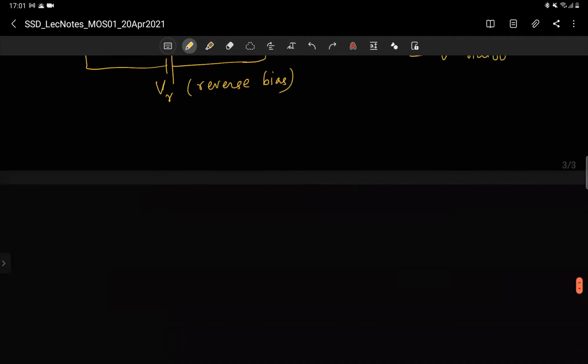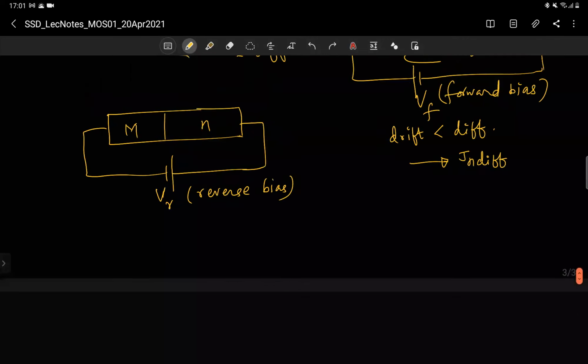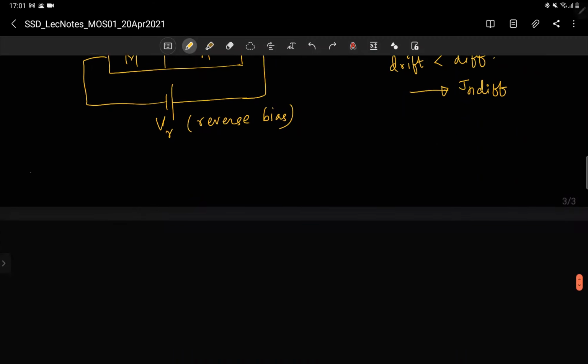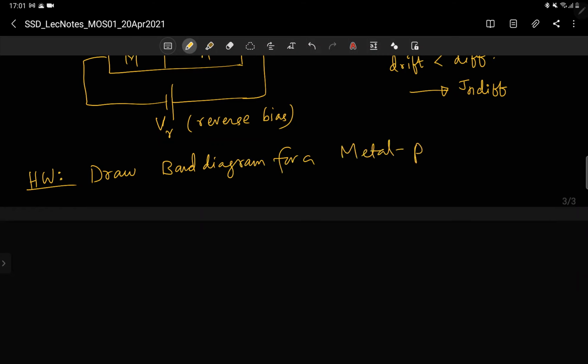And one thing about ohmic contact. We have not discussed the metal P-type Schottky diode, so you can do it as homework. Draw the band diagram for a metal P-type Schottky junction. So this is homework. You can find this in the textbook also, but try it first and then look in the textbook.